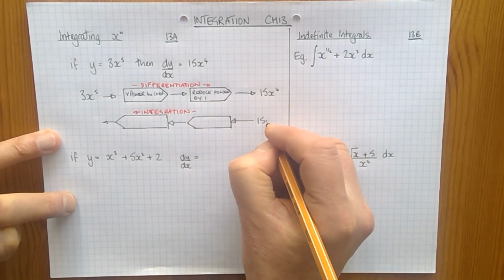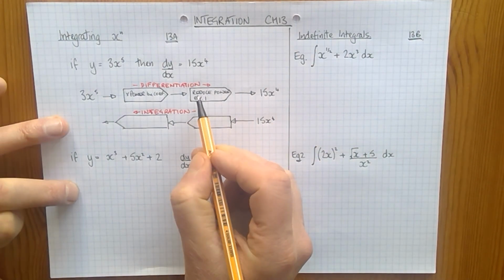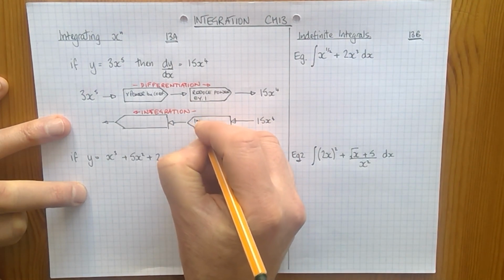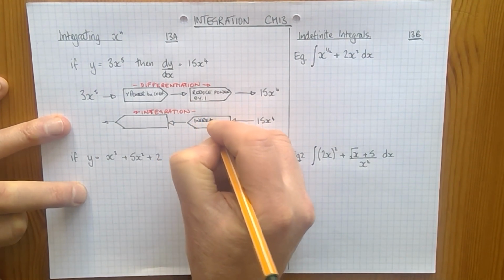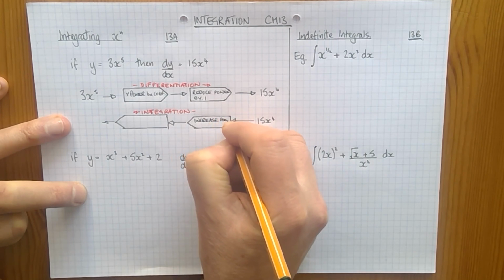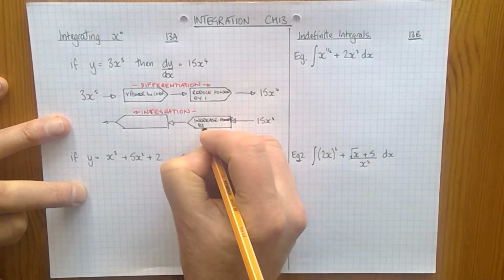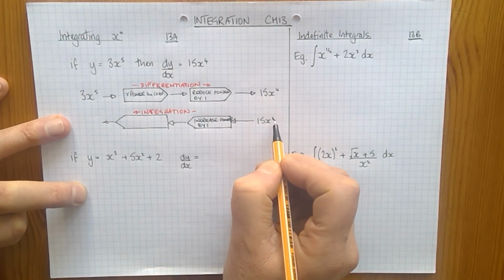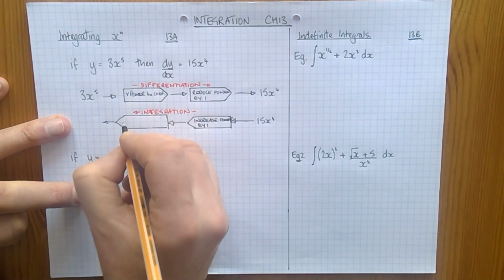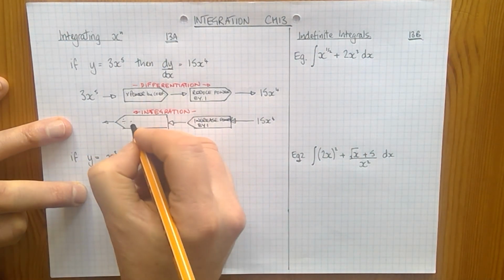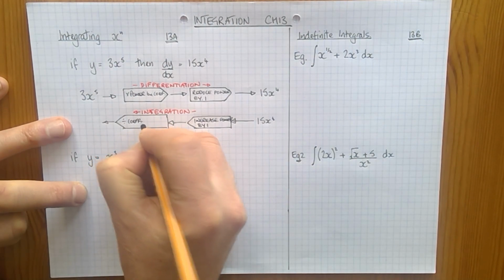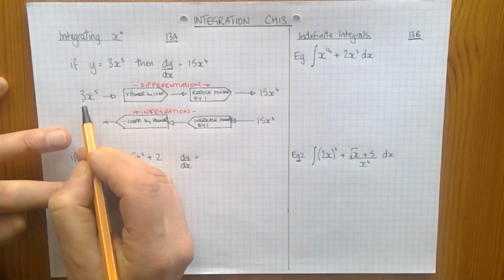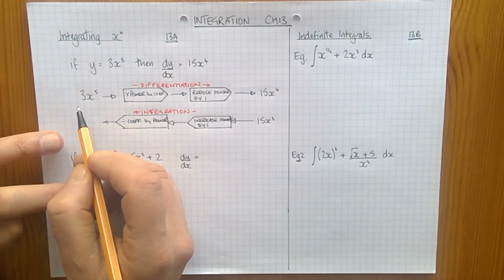So if I'm putting 15x to the power 4 in, instead of reducing the power by 1 for differentiation, I'm going to increase the power by 1. That's the first thing I'm going to do. So that will give me 15x to the power 5. And now I divide the coefficient by the power. Bear in mind, of course, if there's no coefficient here, that you treat it as 1.